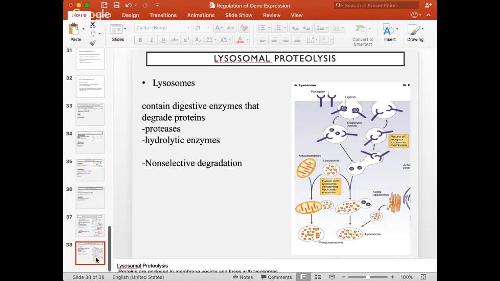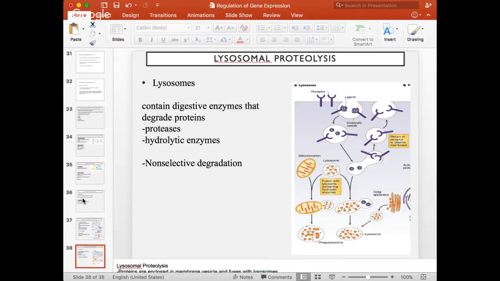Lastly, I want to talk about lysosome proteolysis. The lysosome contains digestive enzymes such as proteases and hydrolytic enzymes that degrade surface proteins. In this pathway, proteins are enclosed in membrane vesicles and fused with lysosomes. Then proteins are broken down by hydrolytic enzymes. This pathway is typically non-selective degradation of proteins, which can be a very slow process, and it can be harmful to the cell.